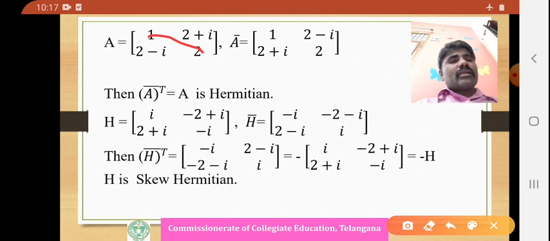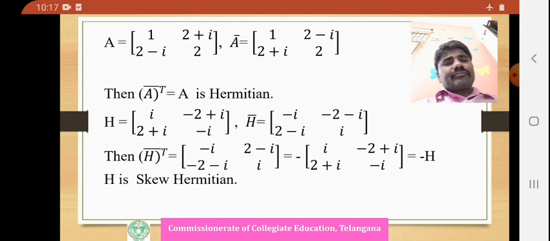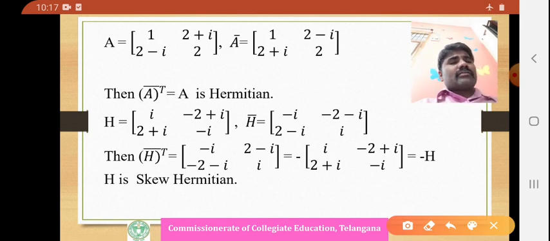Now what is the relation between the elements Aij and Aji? For a Hermitian matrix, the principal diagonal elements are real, and the elements in the places A12 and A21 can differ in the sign of the imaginary part. That is, here minus i, here plus i. They differ in the sign of the imaginary part.